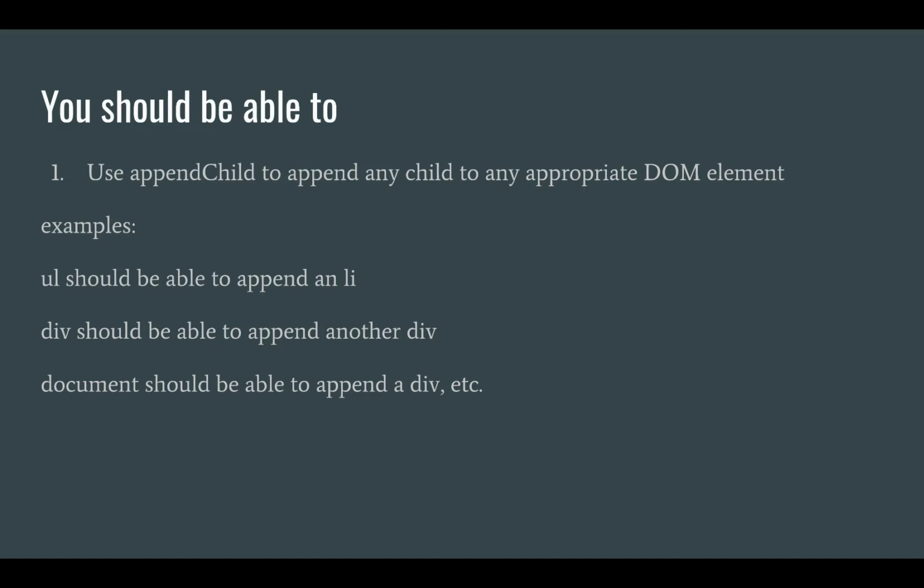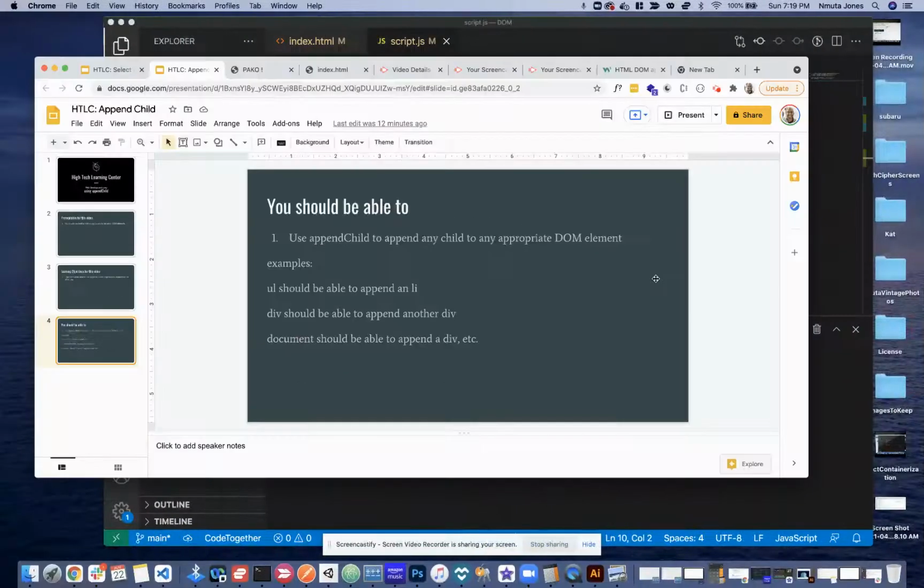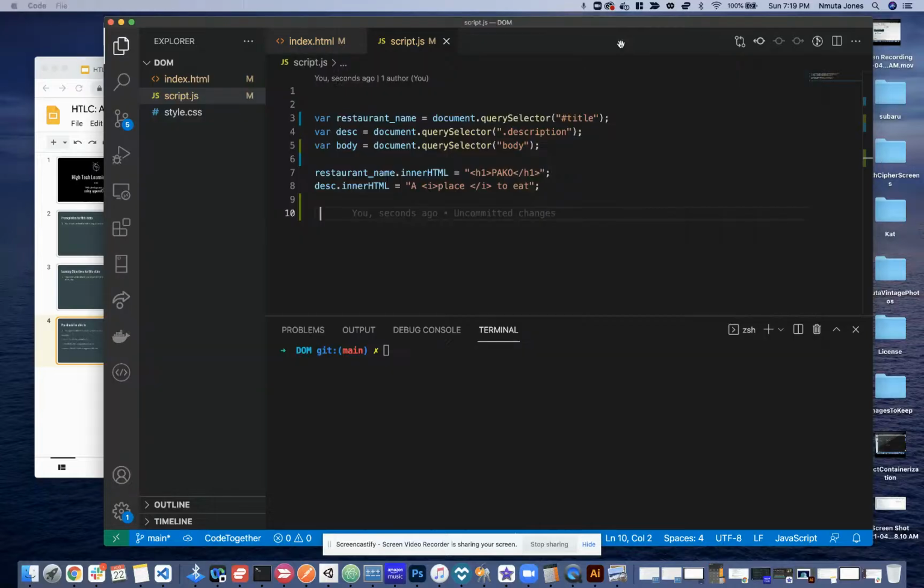So for example, if you have a UL, you should be able to append an LI. If you have a div, you should be able to append another div. The body of the document should be able to append a div and so on. So let's see what this is and how this works.